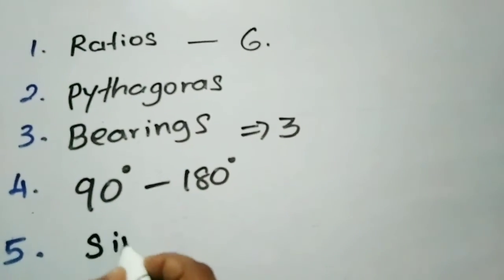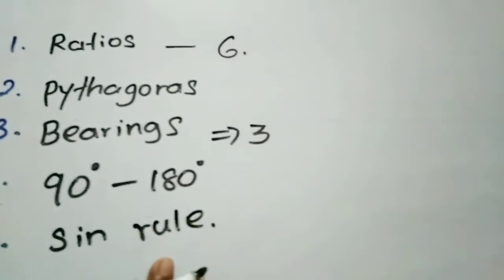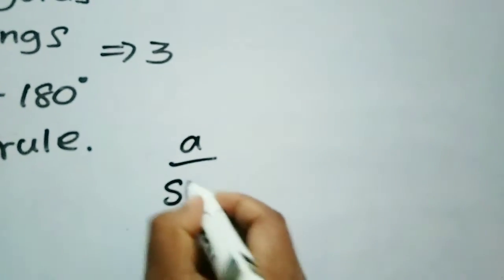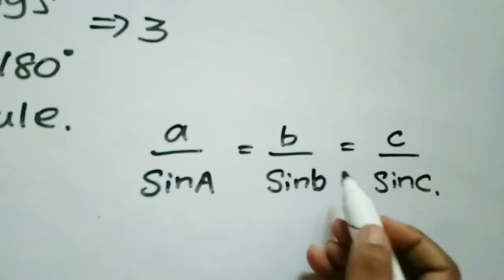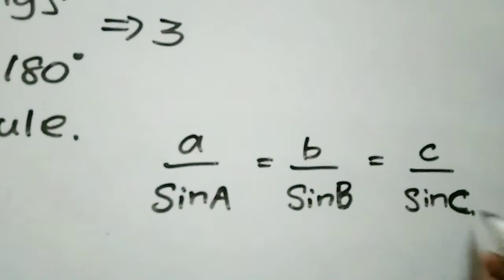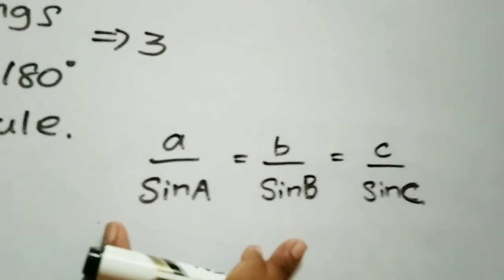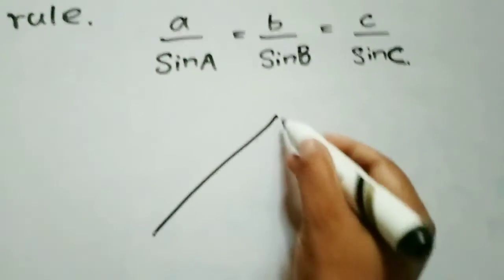The fifth one is the sine rule. What is the sine rule? a over sine A is equal to b over sine B, which is equal to c over sine C. In the denominator the letters are capital. Why is it? Because we are denoting angles by using capital letters.